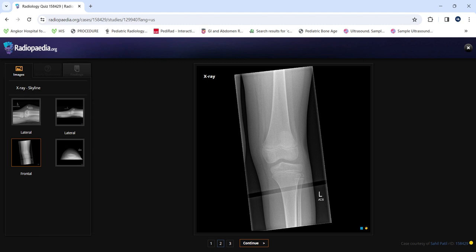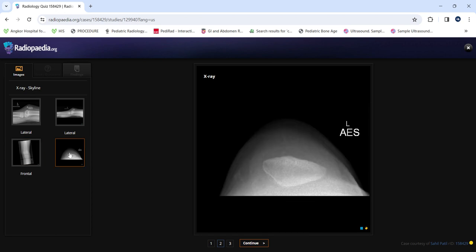So on the AP view of her knee, we can find only swollen soft tissue. On the skyline view, also we can find only swollen soft tissue. Obvious fracture we cannot find, but we suspect small fragmentation.